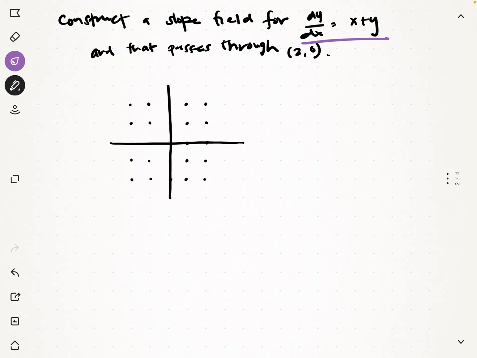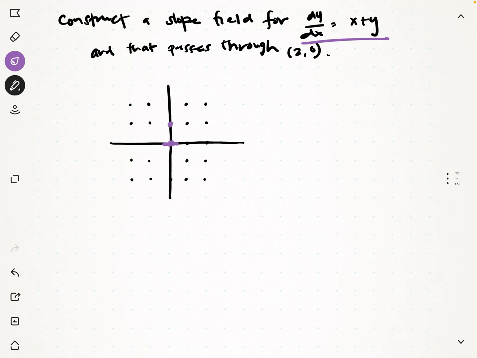Okay, so let's go ahead and do this. So what we're going to do is put in our slope field. So let's start at 0, 0. So at 0, 0, right in the middle of the graph, our x is 0, our y is 0, so then our slope here would be 0. Okay, so let's go along the y-axis and x-axis first, and then let's see how it goes.